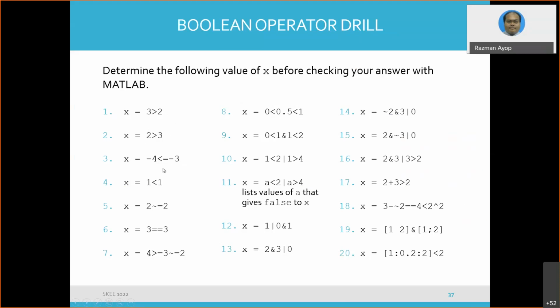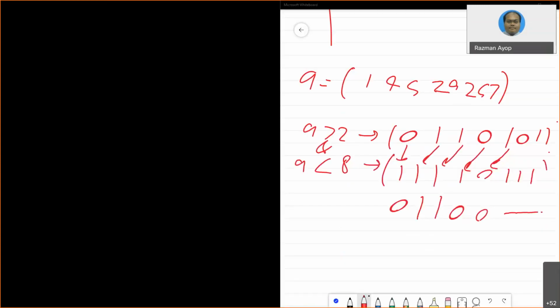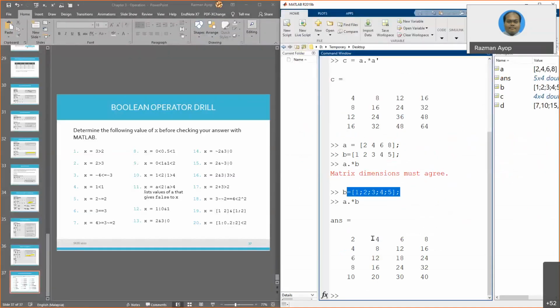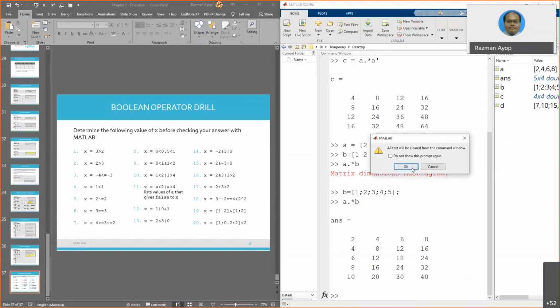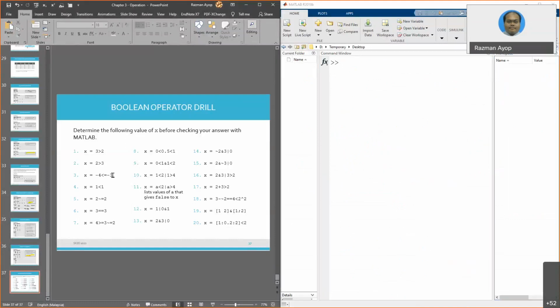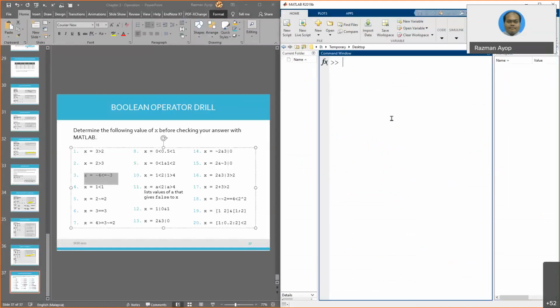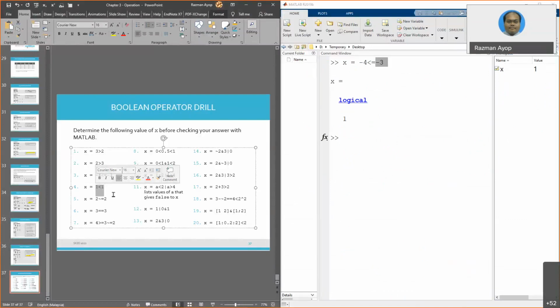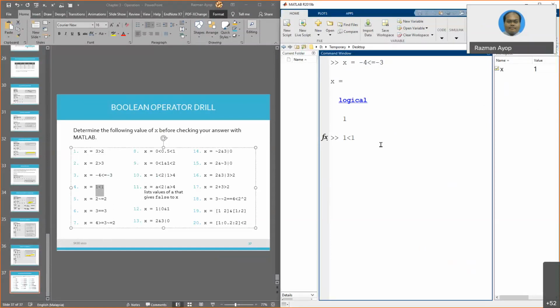Same here. -4 is less than or equal to -3. So what is the answer? The answer is 1 because -4 is smaller than -3. Same here. Of course, this is false.